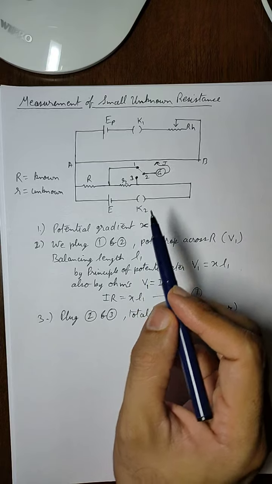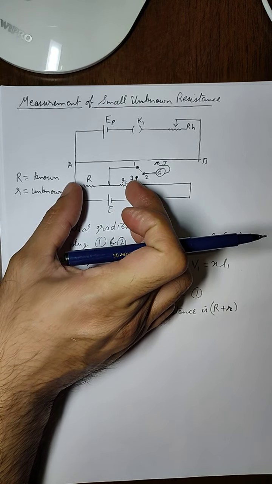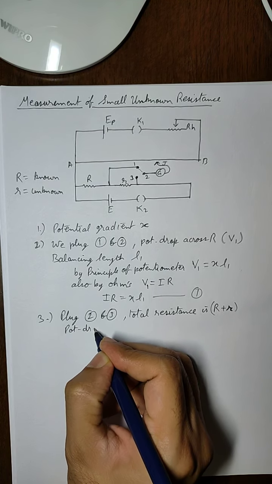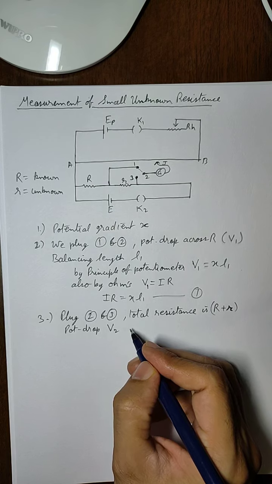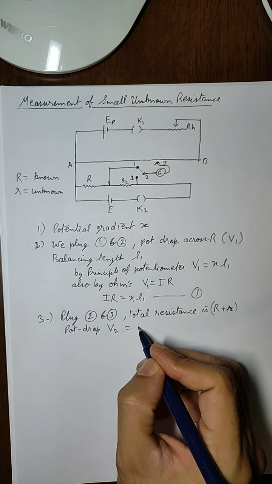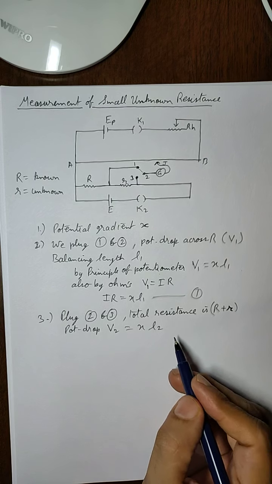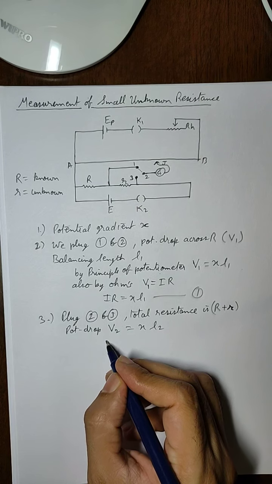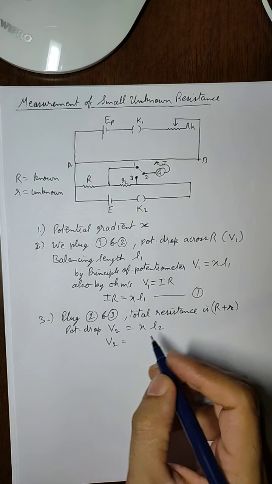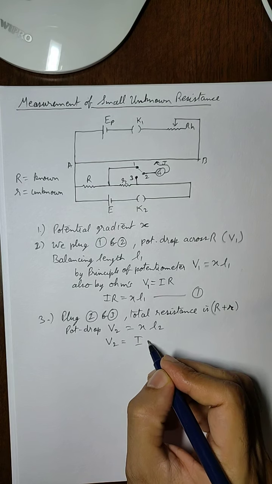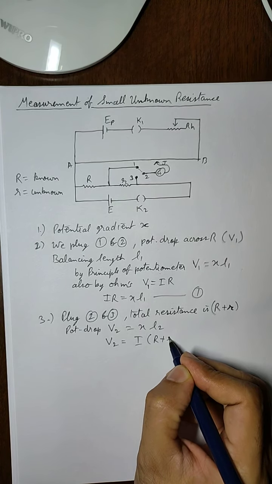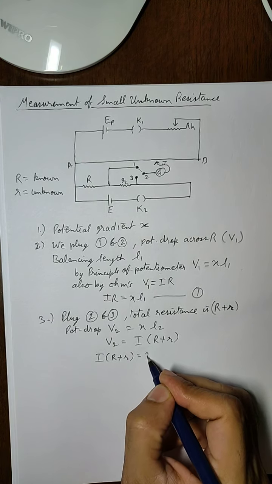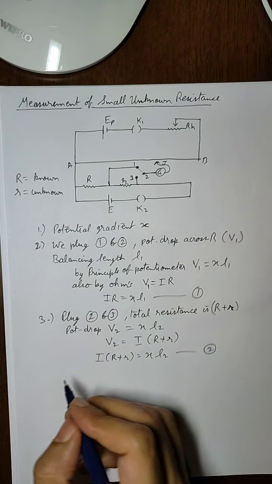So what we are doing, actually, we are finding the potential drop across capital R and small r. Let us say that this potential drop is V2. Now according to the principle of potentiometer, V2 will be equal to XL2, where L2 is the new balancing length. Also from Ohm's law, V2 will be equal to I into the resistance, and this time the resistance is R plus r. So that means I(R plus r) equals XL2. This is our second equation.